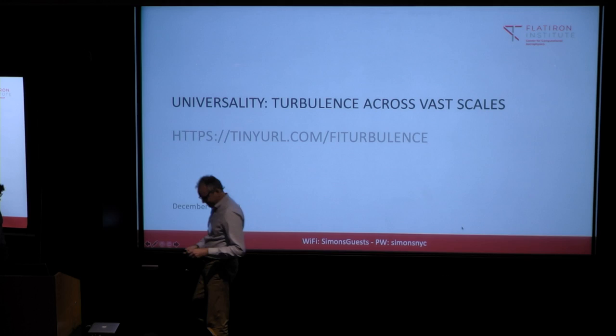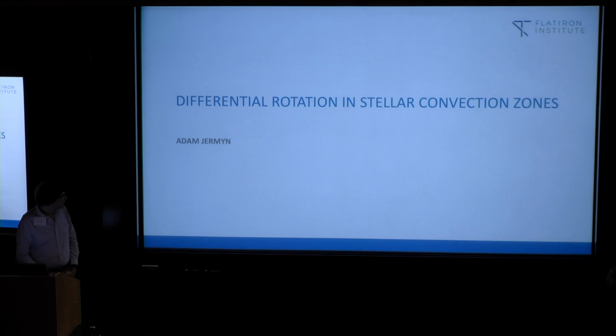I'd like to shift gears into stars a little bit, and think about what turbulence does in stars, and in particular to the angular momentum distribution. Almost all of the turbulence in stars is convection.